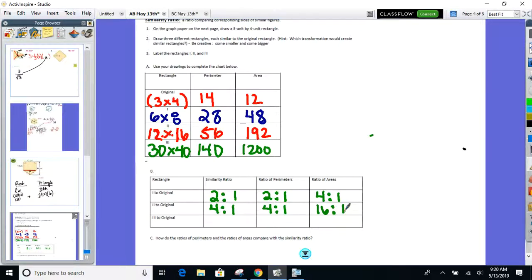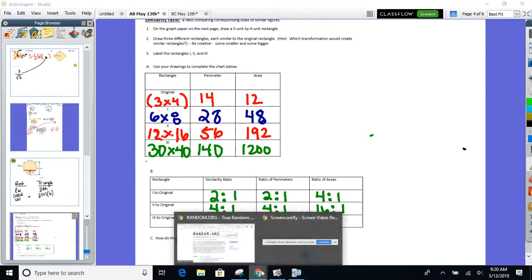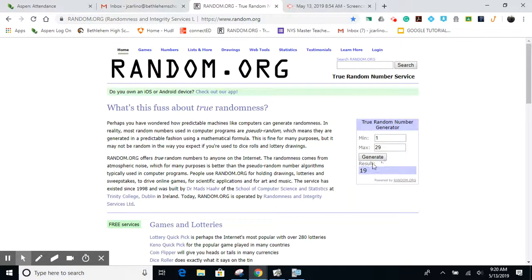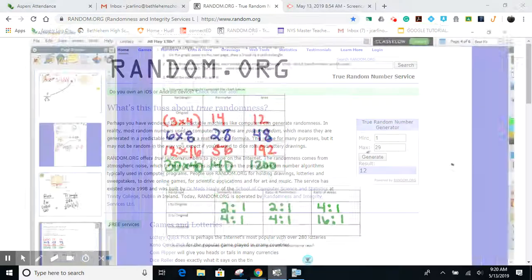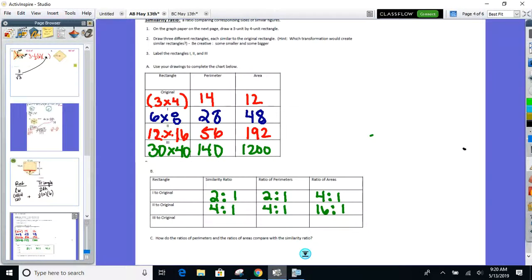Let's keep going, one more. Now do 3 to the original. What's my similarity ratio there? 12, similarity ratio? 30 to 3, 40 to 4. They all reduce down to what? 10 to 1, everybody. 10 to 1.